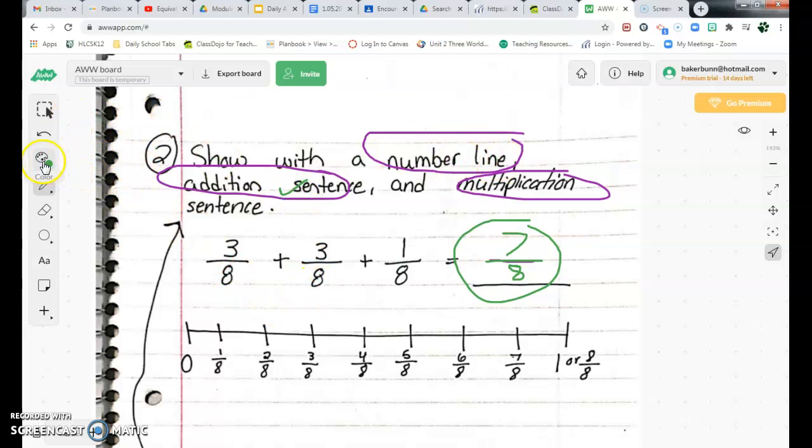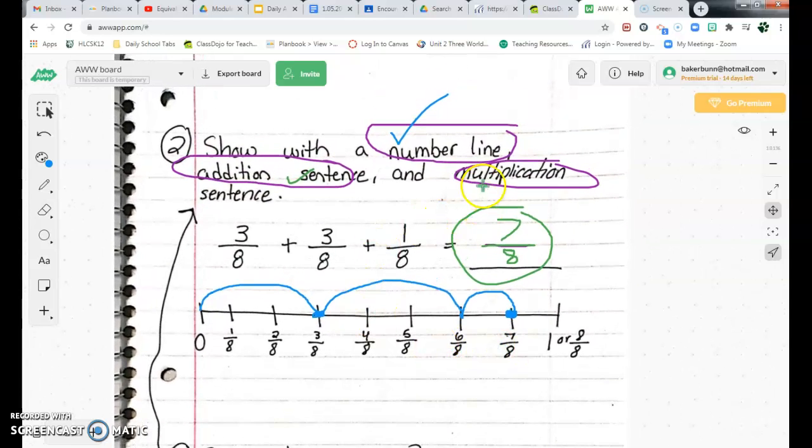Now I'm going to show it on a number line. So I'm going to start at 0, and I'm going to go to 3/8. So 0 to 3/8. Boom, here we go. Now I've got to add another 3/8. So 3/8 plus 1, 2, 3. 3 more 8s is going to get me to 6/8 right here. So here's 3/8, here's another 3/8. Now I've got to add that last 1/8, and that's going to get you right here to 7/8. So I also just showed my answer on a number line. Okay, different ways to solve these problems.